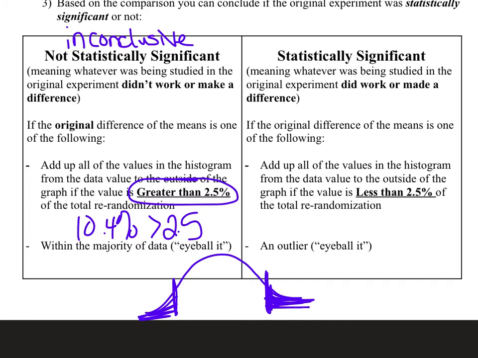Okay. If, however, we do the same exact thing and it's less than 2.5%, so the results that we got were less than that 2.5%, or it's an outlier, then we know it was statistically significant or unusual. So it was an unusual result, and so it was like, oh, this drink made a difference, or this whatever made a difference.